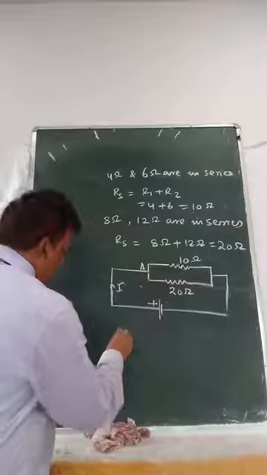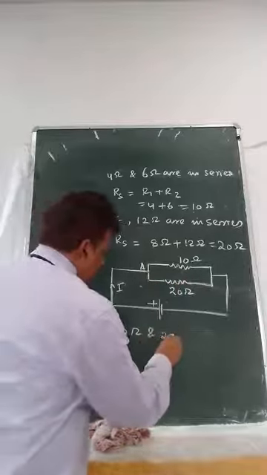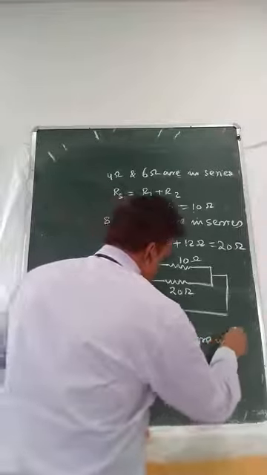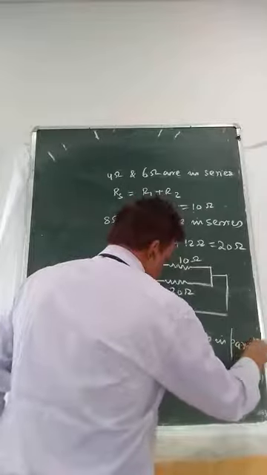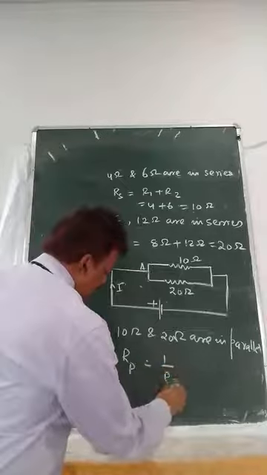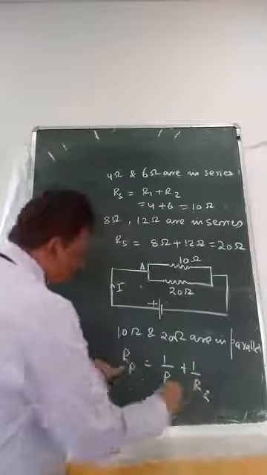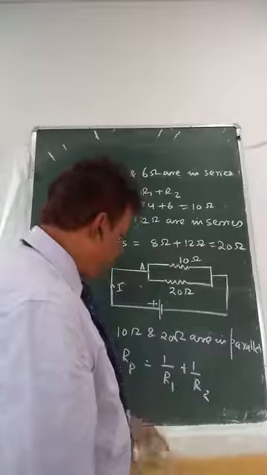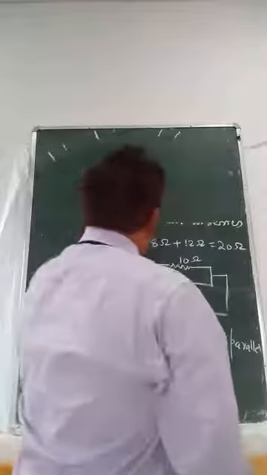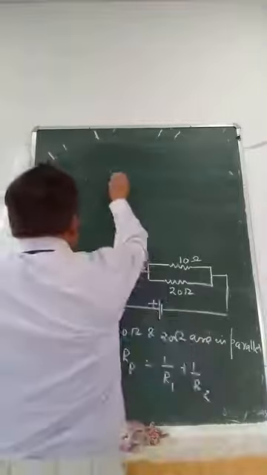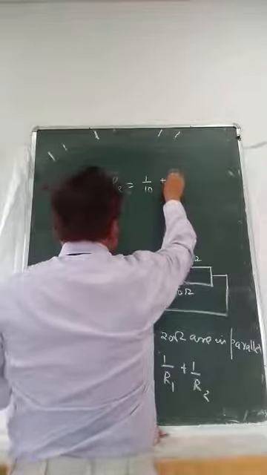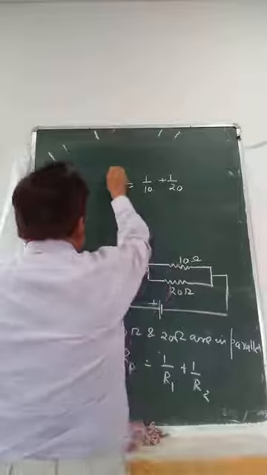So you can write 10 ohm and 20 ohm are in parallel. The resistance parallel, how much? Now 1 by R1 plus 1 by R2, parallel formula. So what shall I write? 1 by 10 plus 1 by 20. So I have to write resistance parallel equals 1 by 10 plus 1 by 20.